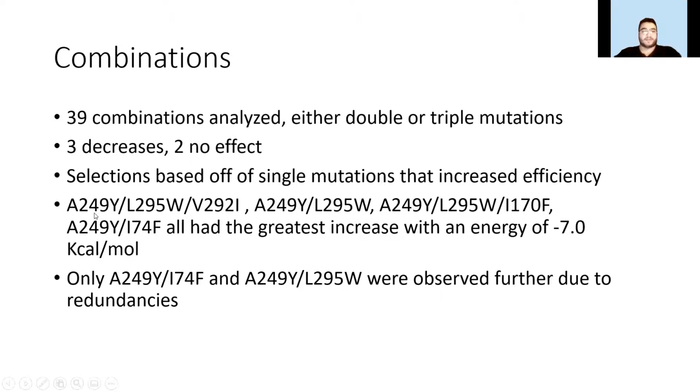As you can see here, these are the 4 mutations that had the greatest effect, and all of them maxed out the energy at minus 7.4 kcal per mole. Only A249Y/I74F and A249Y/L295W were observed further because of redundancies. As you can see here, they had the same binding affinity as some of these triple mutations, so the triple mutations that seem redundant because of this were no longer observed.